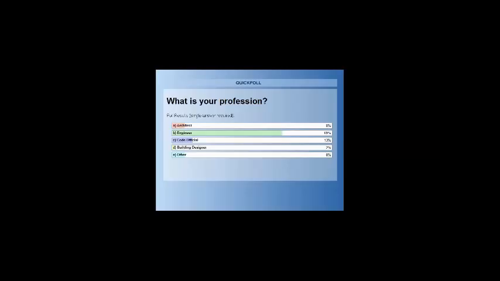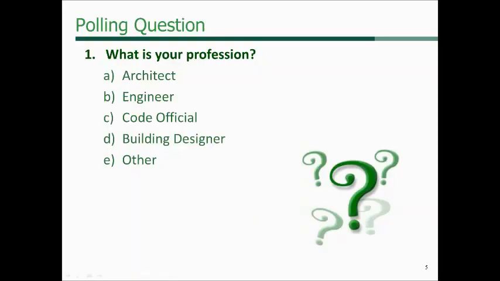We've got about 69% engineers, 13% code officials, 8% architects, 8% other, and just about 2% building designers. So welcome, everybody. Great, thank you, Marcy. Could you repeat that again? Sorry. Oh, sure, no problem. 69% engineers, 13% code officials, 8% architects, 8% other, and then 2% building designers.